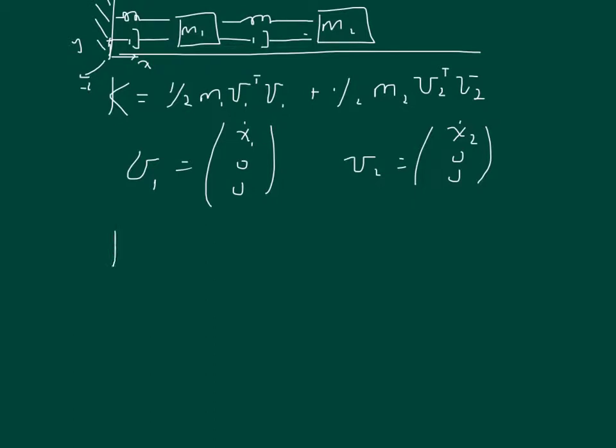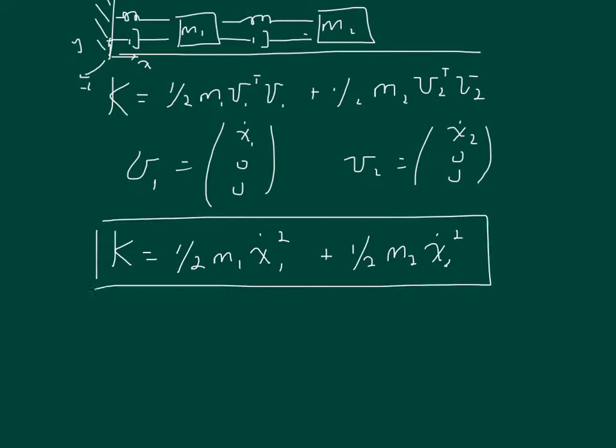So the total kinetic energy then is going to be 1/2 mass 1. V1 transpose V1 is just going to be x1 dot squared plus 1/2 m2 x2 dot squared. So this is the total kinetic energy of this system of particles.